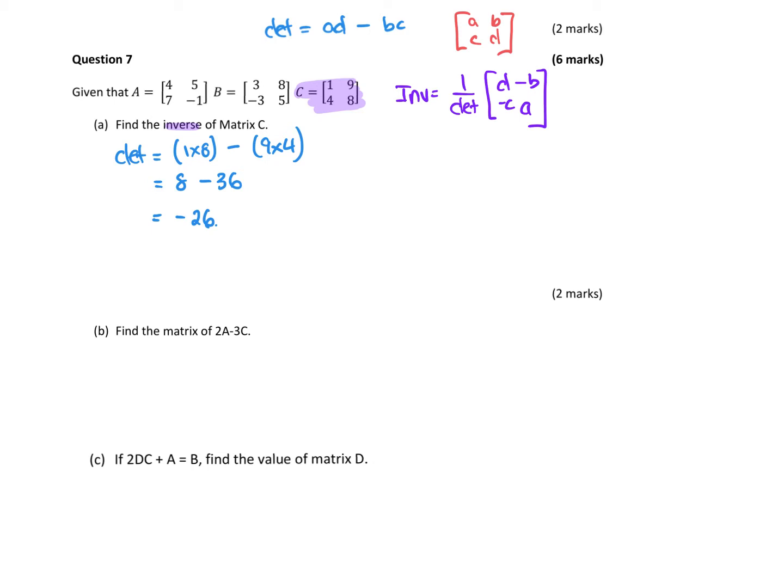Okay, so then when we go to find the inverse, I'm going to write 1 over negative 26. Then I'm going to swap these numbers around, so I've got 8 and 1. Then I'd have negative 9. I make these ones negative. Okay, and then if you keep stepping that out, we would just times it out.